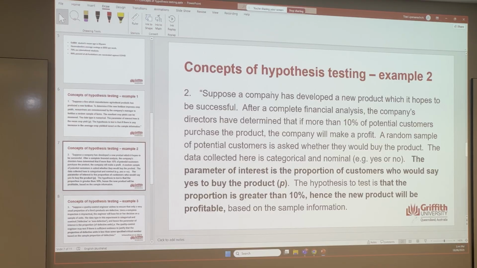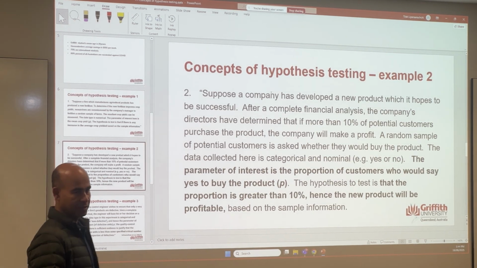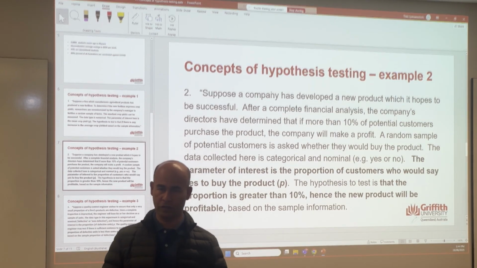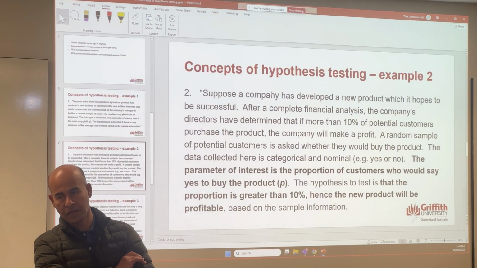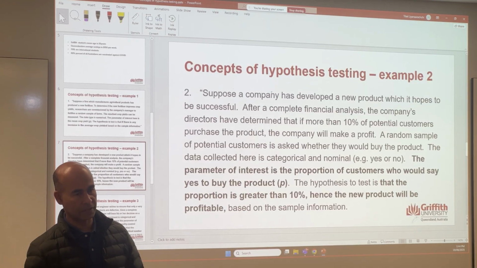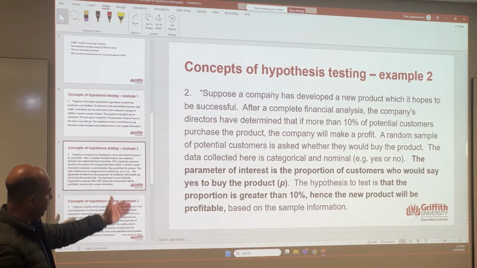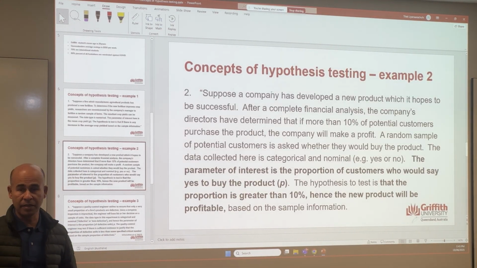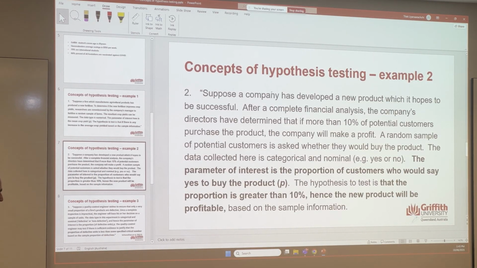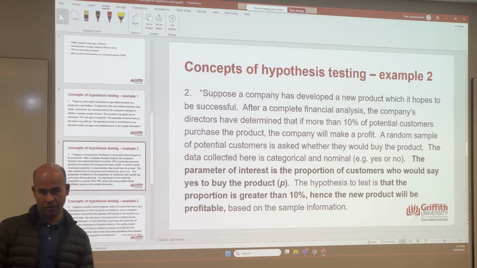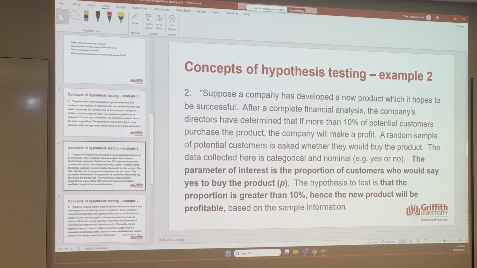This is another example. A company has developed a new product. Whenever we produce a new product, how do we know whether it is profitable or not? They do a market analysis, right? So they believe if 10% of potential customers buy this product, it is going to be profitable. So 10% means it's about a proportion. It's not a mean, it is a proportion.